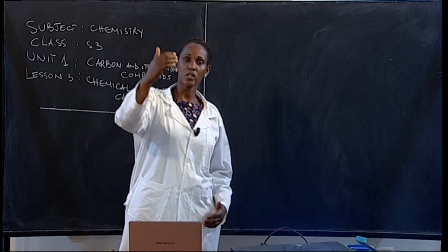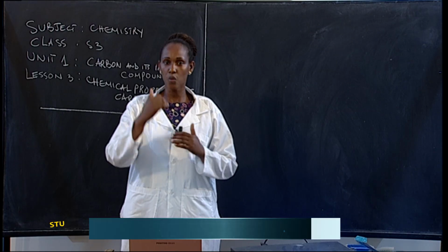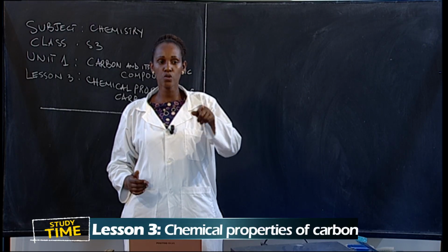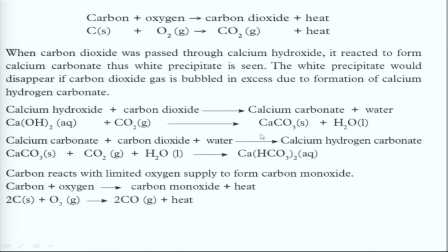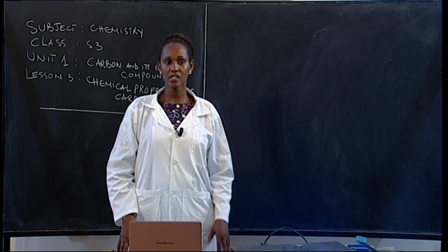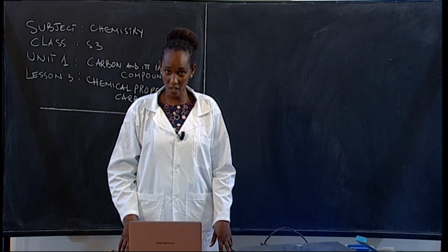So when you continue to bubble in carbon dioxide, the calcium carbonate, the white precipitate, will disappear due to the formation of calcium hydrogen carbonate. Here, calcium carbonate plus carbon dioxide, this is the product here, you get calcium hydrogen carbonate, which is colorless. So the former colorless appearance of calcium hydroxide comes back, so you can get confused between the two, all right?